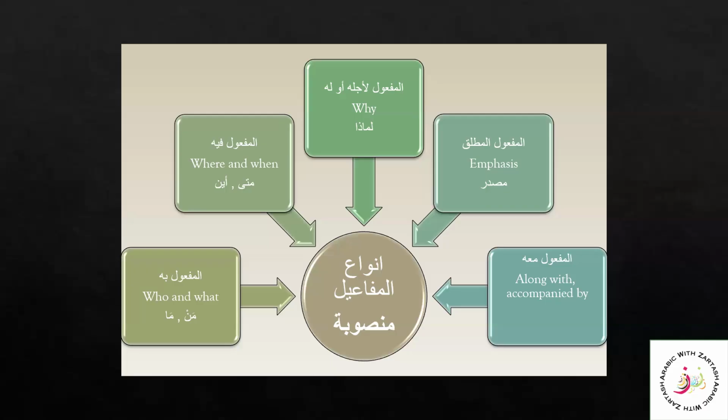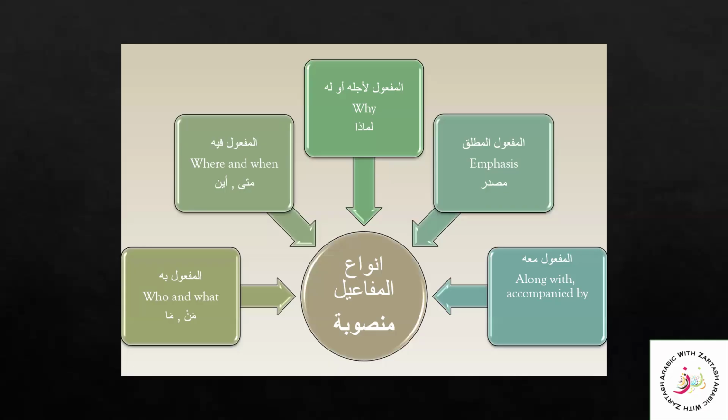Then we have Maf'ul Fihi, and it gives answers to where and when. That is, you can say it is Mata or Aina. It gives the answers to Mata and Aina. These are nouns which are used to show the time or the place of an action. And they can be Maf'ul Fihi, or sometimes they are zarf as well, and they are in the state of nasab.